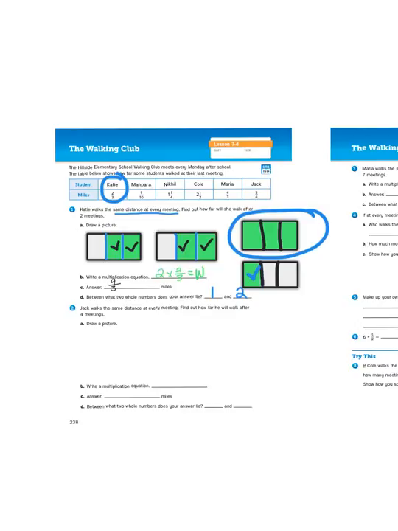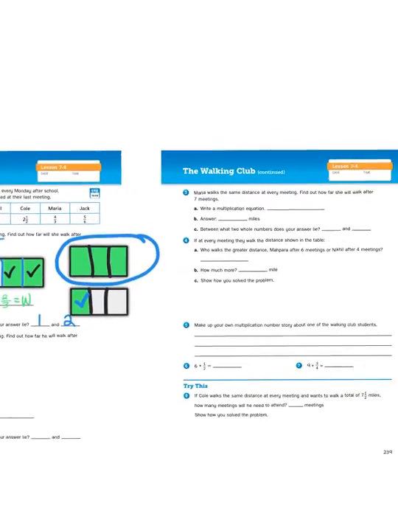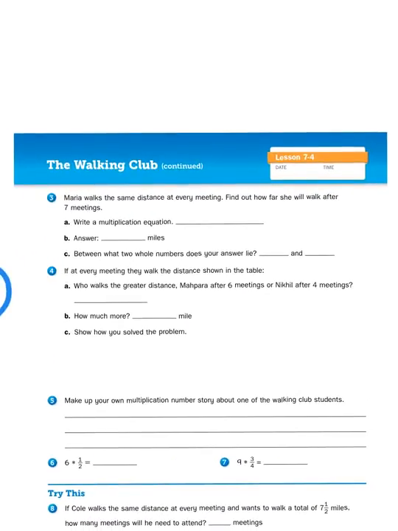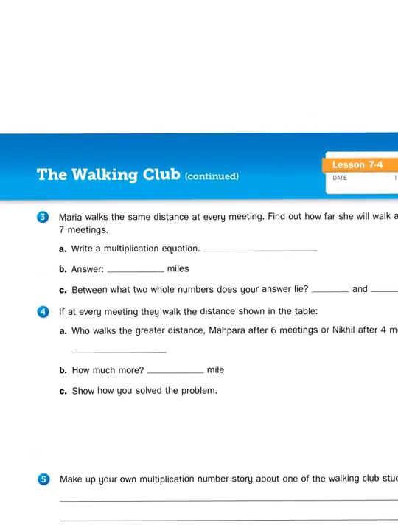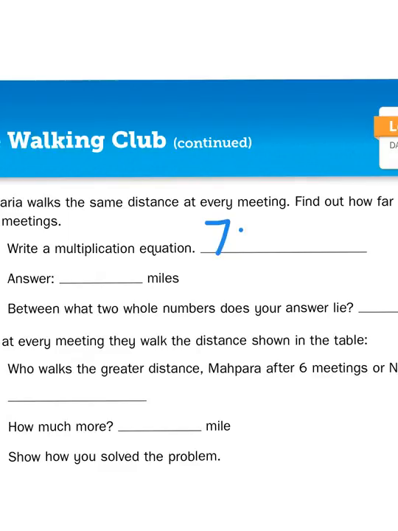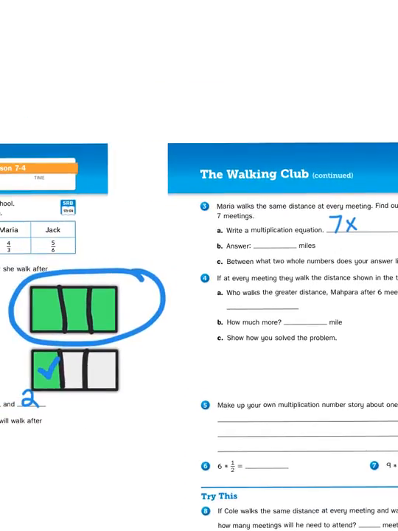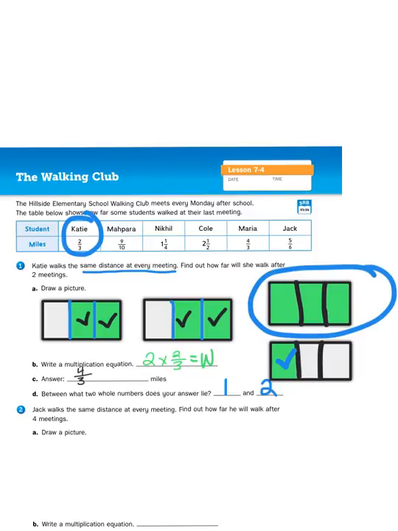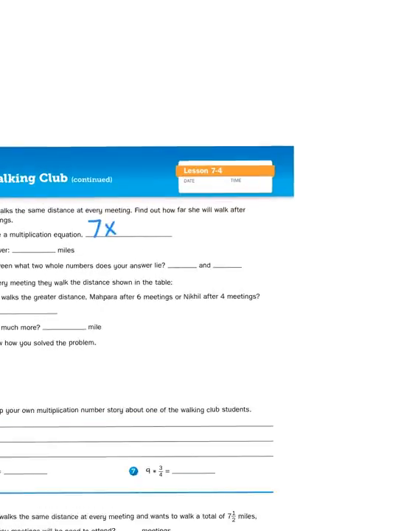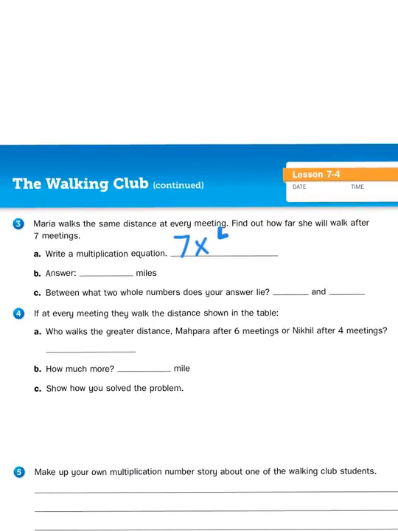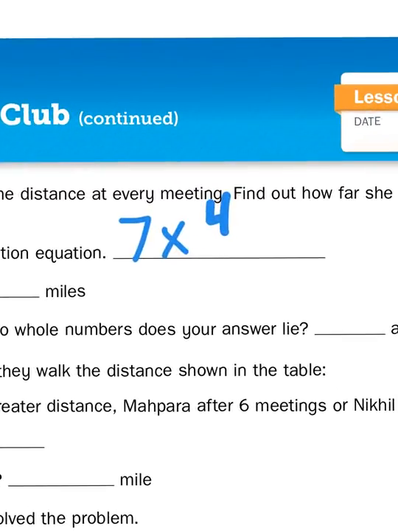Now let's look at a different problem. I'm actually going to skip over to number 3. Maria walks the same distance at every meeting. Find out how far she will walk after 7 meetings. So I know I'm going to multiply my amount of walking times 7. That's one of my factors. Just need to look at my table over here. And I see that Maria walks 4/3 of a mile every time she goes out for a walk. So I'm going to set up my equation just like I did for the first one. 4/3. I'll put M for Maria.